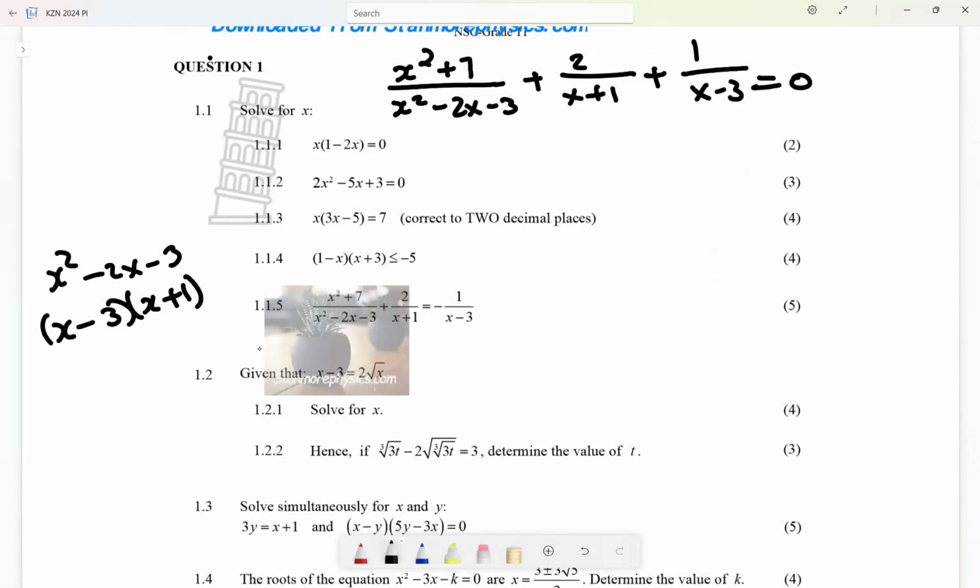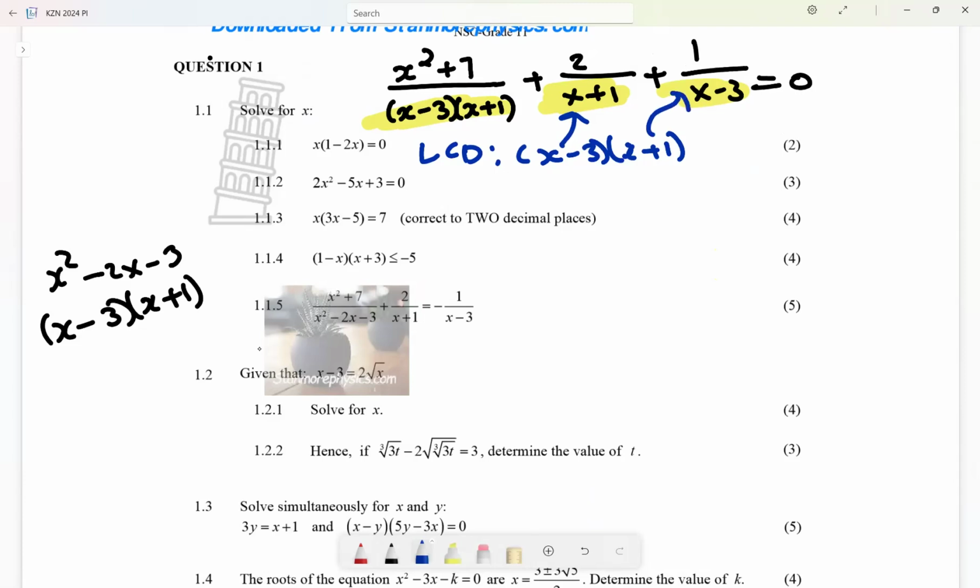So I can rewrite this into x minus 3, x plus 1. Can you see that this one has both of them? This one has one of the factors, and this one has one of the factors. So our LCD will be x minus 3, x plus 1, because this one has both of them. This one has 1, this one has 1. So you have to multiply the others by the factor that is short. This one does not have x minus 3. This one does not have x plus 1.